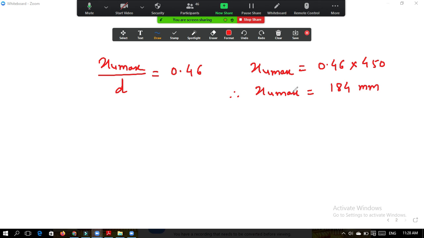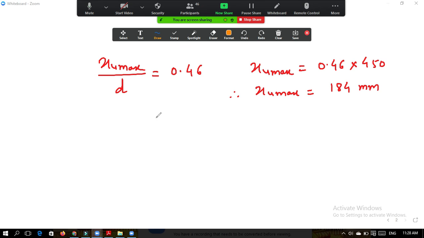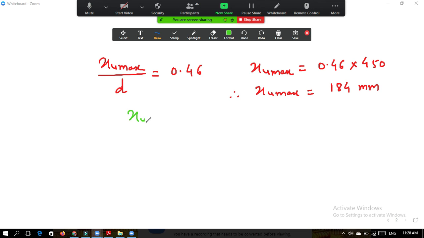Compare the value of Xu and Xu max. Here also what we have observed, our Xu is less than Xu max. So the section is an under reinforced section. Under reinforced section. Okay. So now see the formula.